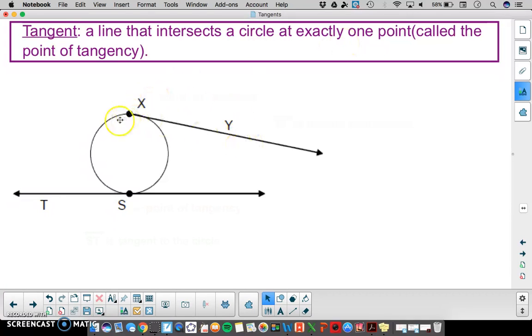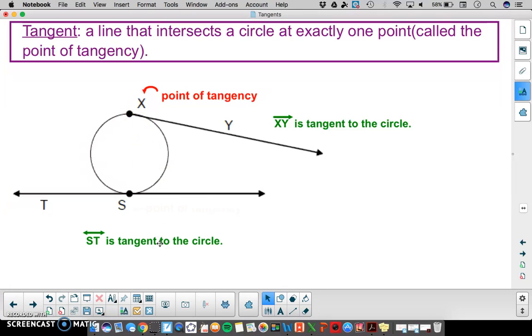So we have this tangent ray right here. Ray XY is tangent to the circle at the point of tangency, point X. Line ST is tangent to the circle at its point of tangency, which is point S.